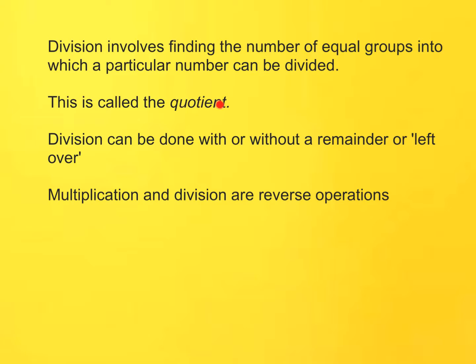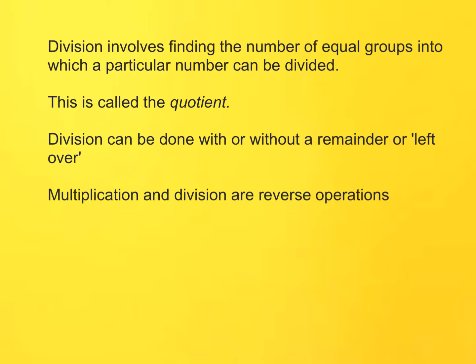broken into. That is actually called a quotient. Alright, division can be done with or without a remainder. So sometimes we have remainder 1, remainder 2, and sometimes a number can be divided exactly. So for example, 4 divided by 2 gives us 2, no remainder left over. And multiplication and division are reverse operations.